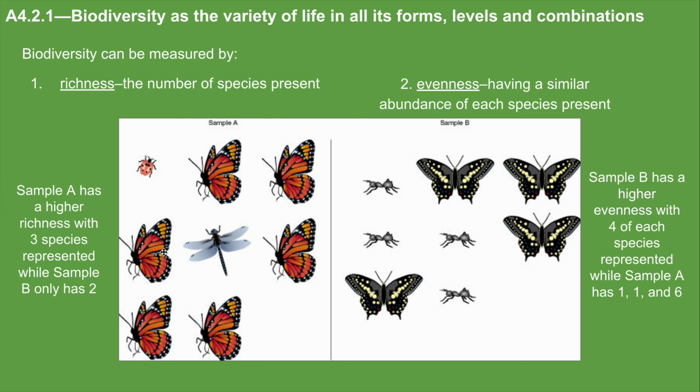And so we are going to learn today a calculation called the Simpson's reciprocal index that is going to allow us to take into account both richness and evenness and come up with a mathematical value for biodiversity.